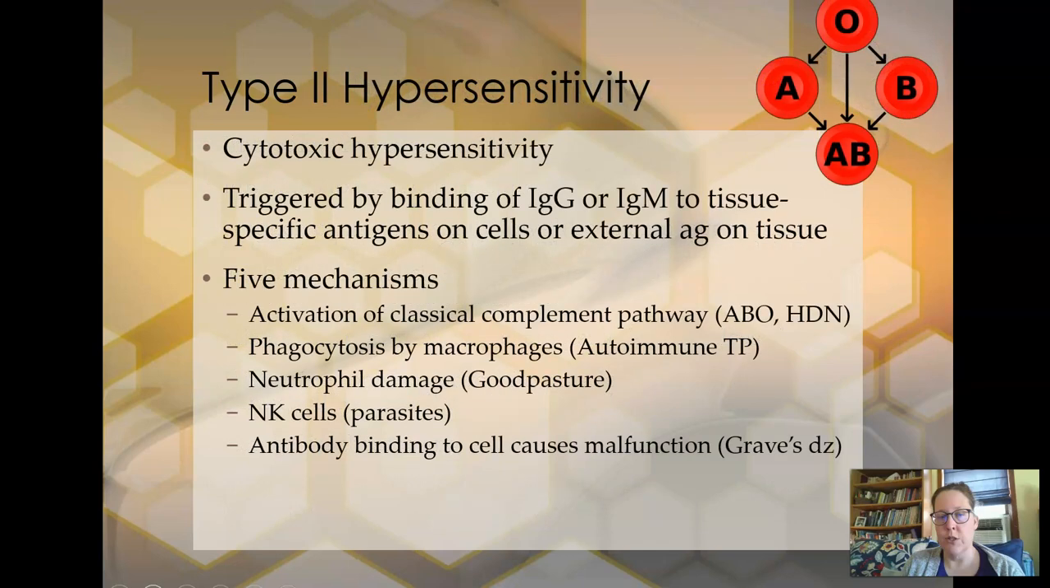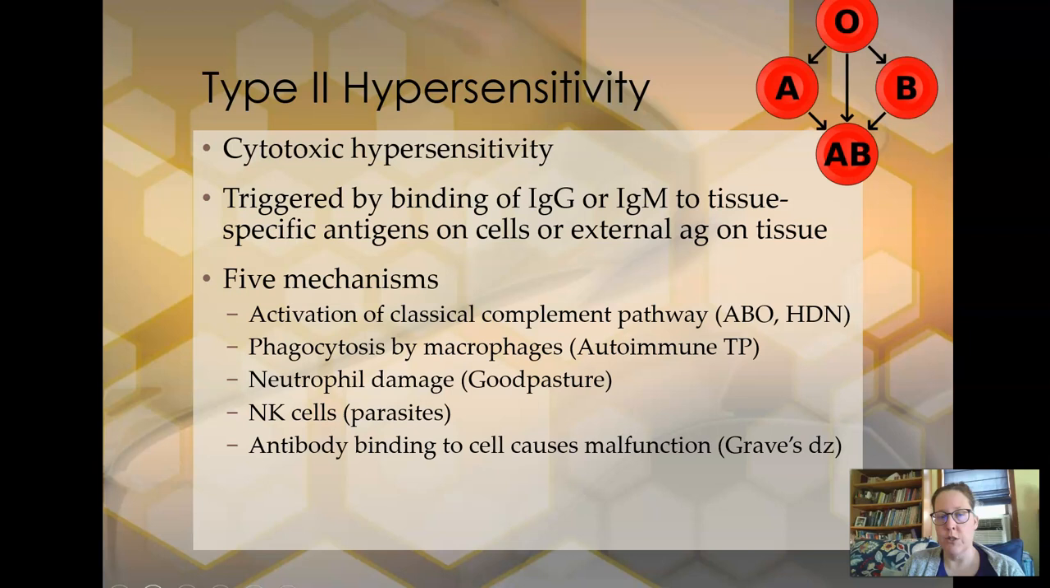All right, so let's talk type 2 hypersensitivity. So this is a cytotoxic hypersensitivity. It's triggered by the binding of IgG or IgM to tissue-specific antigens on cells or external antigens on tissues. So this is your typical ABO incompatibility reaction or Rh incompatibility reaction.